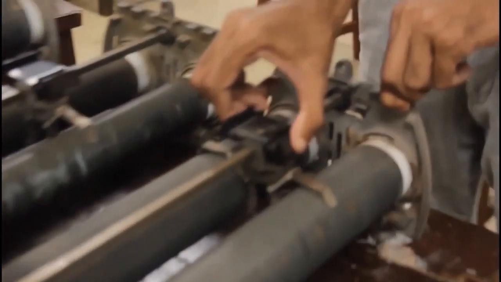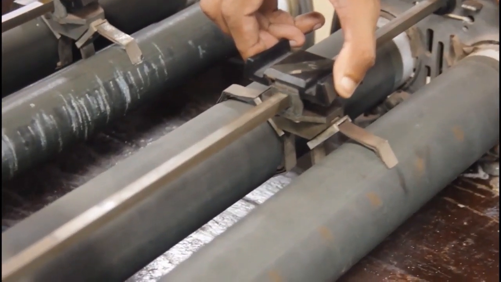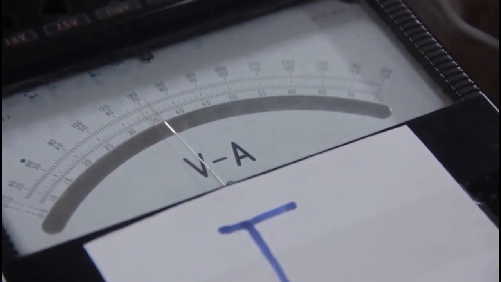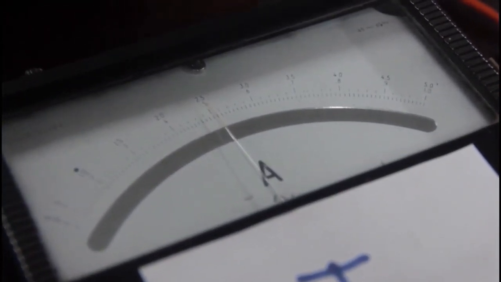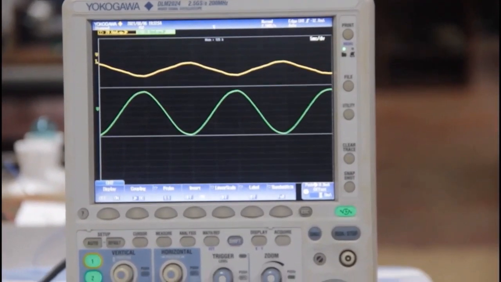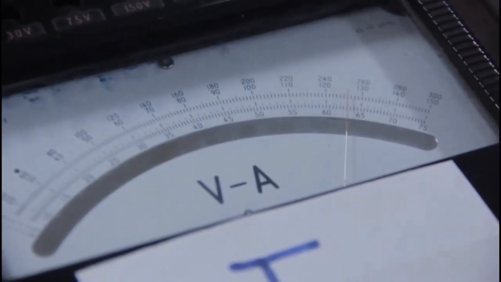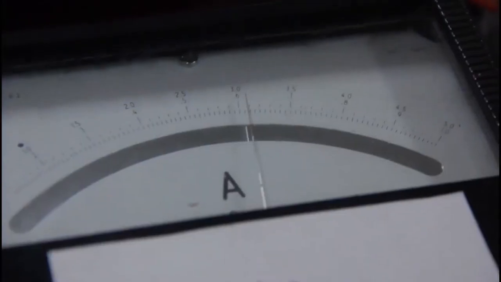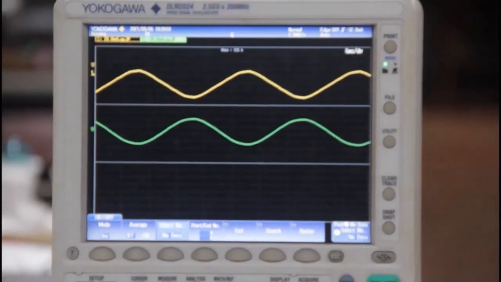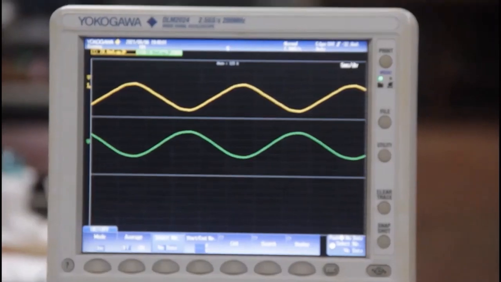Decrease the resistance more. Observe the neutral current reading and phase current reading. Notice the change in the neutral current waveform. Decrease the resistance further. Observe the neutral current reading and phase current reading. Monitor the change in the neutral current waveform.